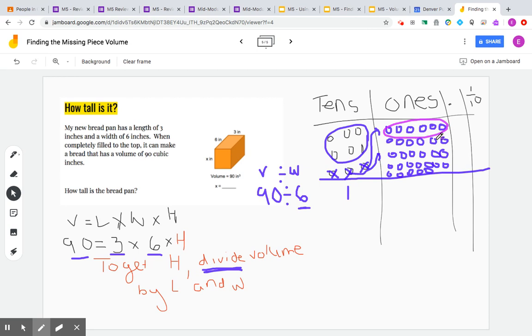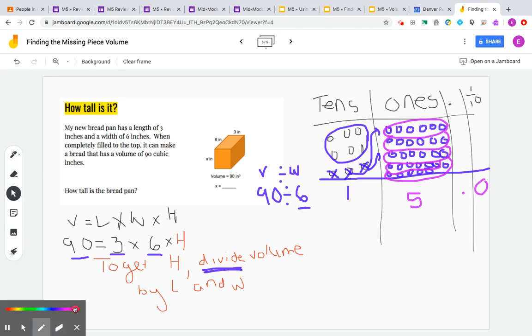1, 2, 3, 4, 5, 6. Two groups. Three groups. Four groups. Five groups. And there's nothing left to decompose. However, this does not tell me that my height is 15 because I only divided by my width.